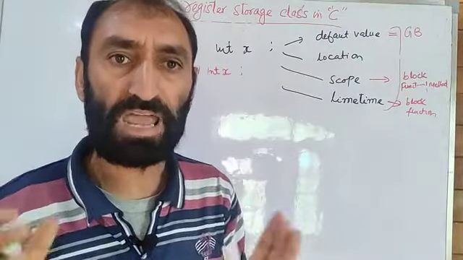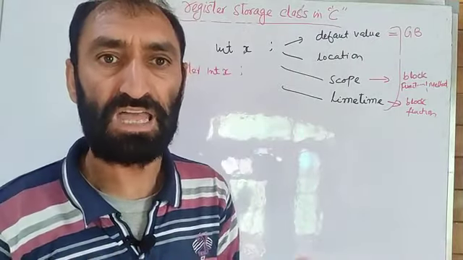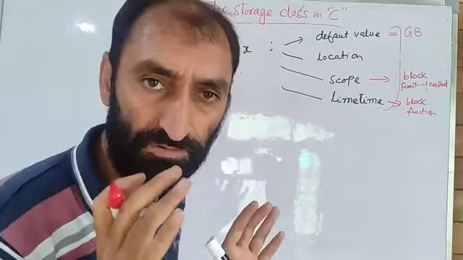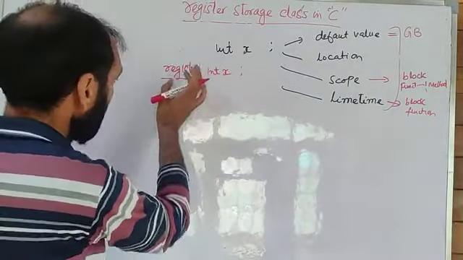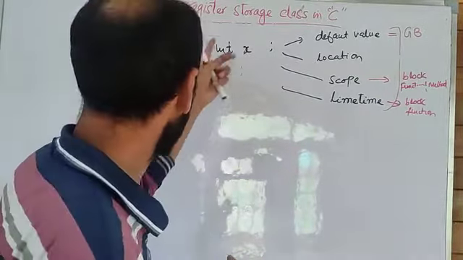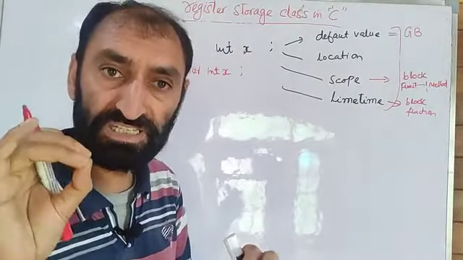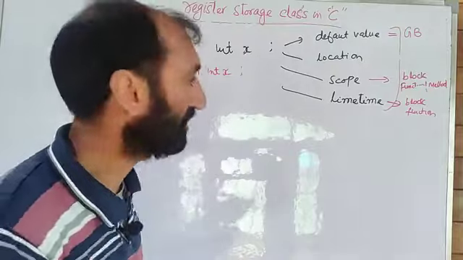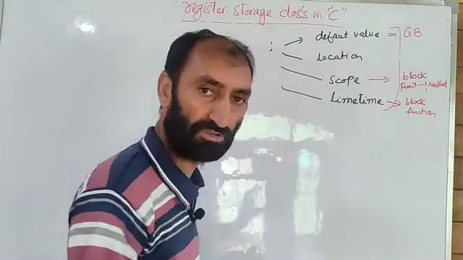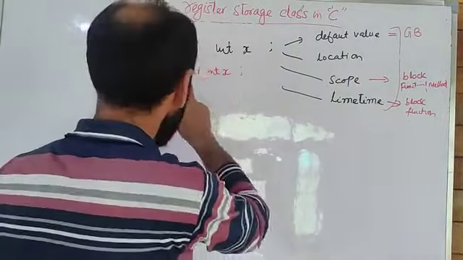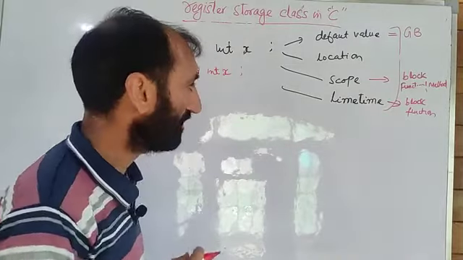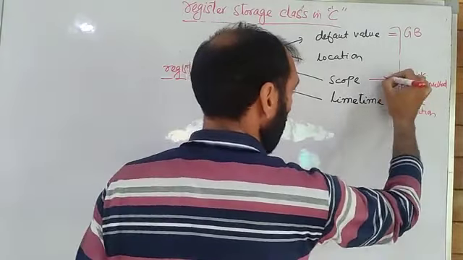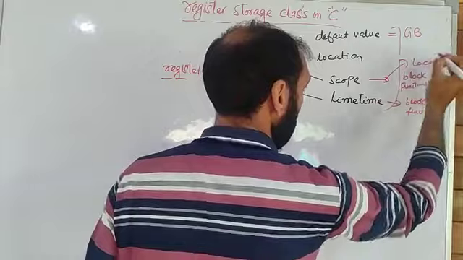No global lifetime, no global declaration is allowed in a register storage class. We cannot declare a register storage class variable as a global. That means global declaration is not possible in case of register storage class. Only a local scope. That means the scope is only local, not global.